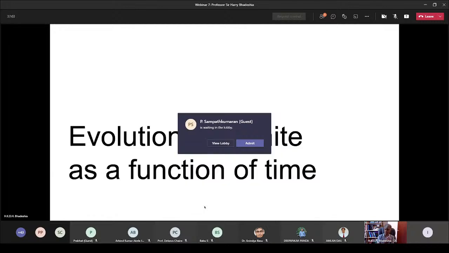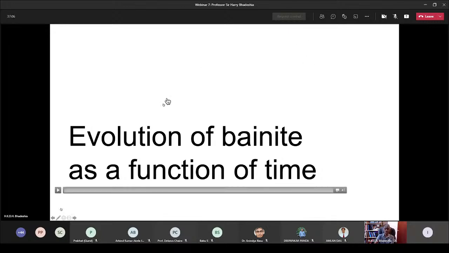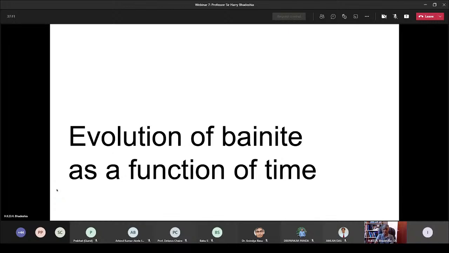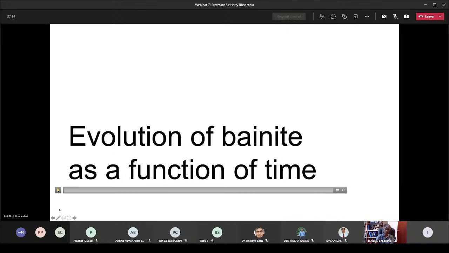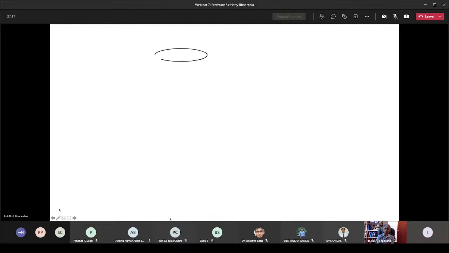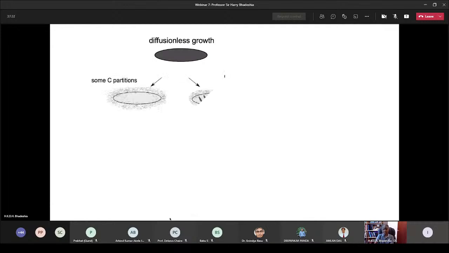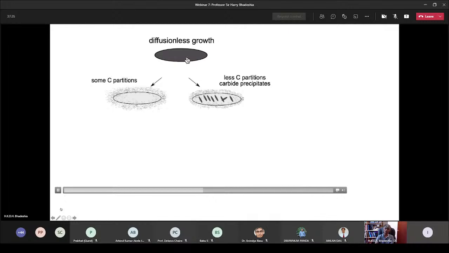Okay, so let's see how bainite evolves as a function of time. Obviously, it's a displacive transformation, so we do not involve diffusion. So imagine that you had a plate forming without any diffusion. So that's exactly like martensite. And martensite will also cause a change in the shape of the crystal when it forms. But bainite is forming at a relatively high temperature. So the carbon excess here tends to partition into the remaining austenite. And with upper bainite, it stays in that austenite.